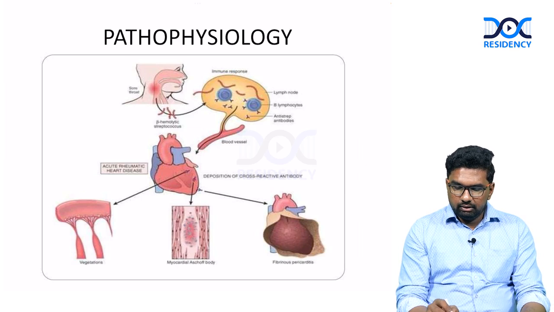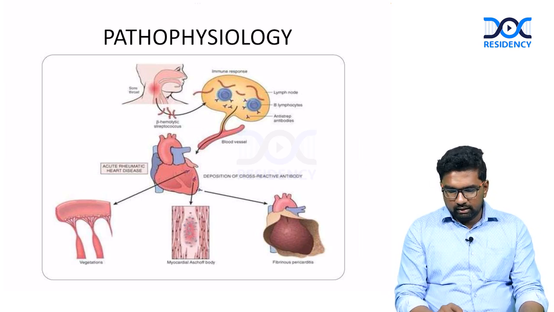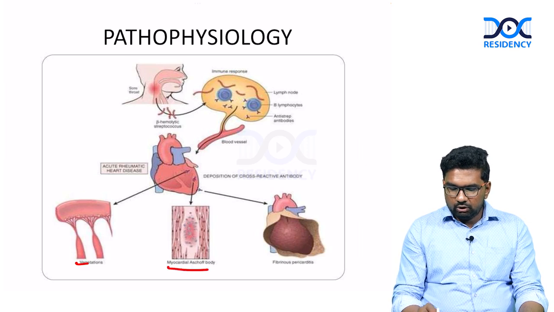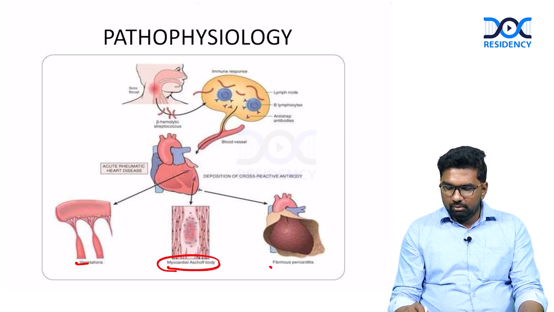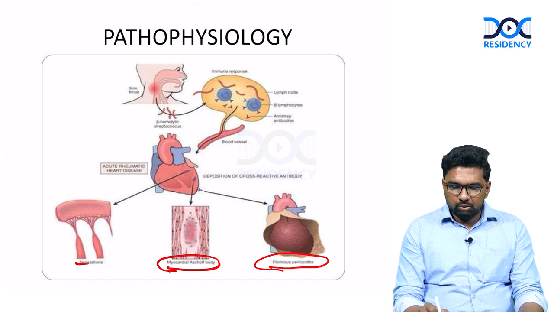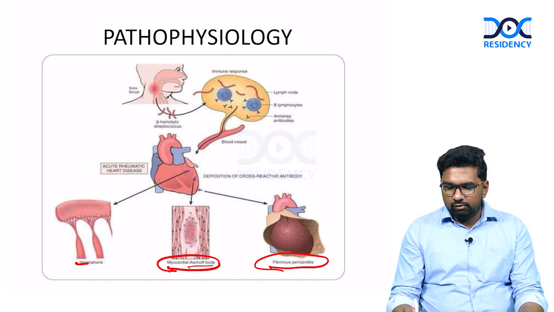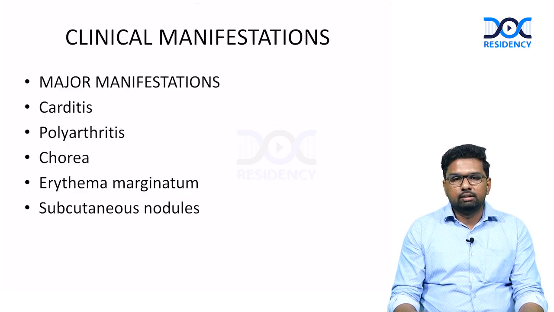And this is the pathophysiology: the immune response affecting the heart, resulting in vegetations. Myocardial Aschoff bodies are seen, and fibrinous pericarditis can occur. These are the pathological terms which you are supposed to know.